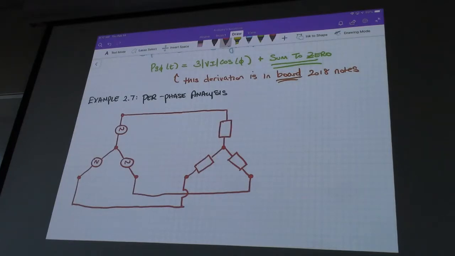All right, so we got our phase A, our phase B, our phase C. We got our VAN, our VBN, our VCN. We got our ZL.